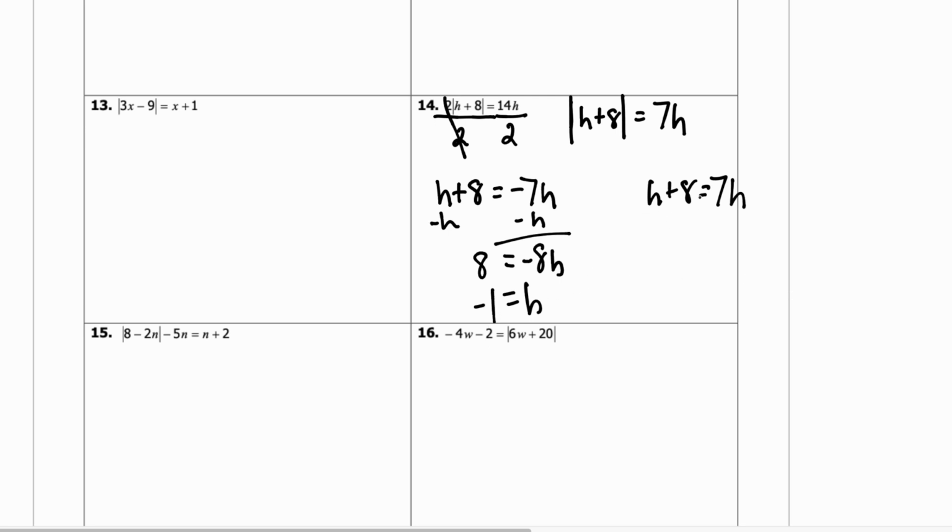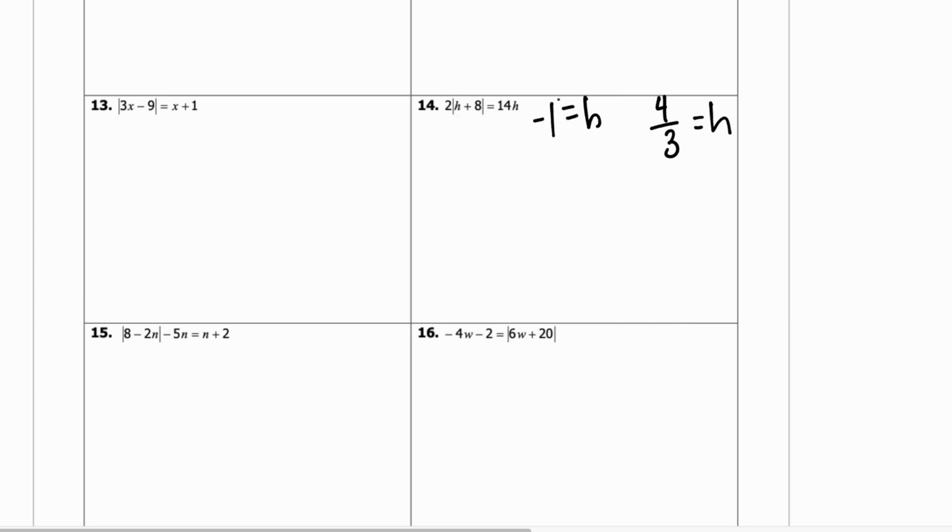And then on this one, we're going to bring our h to the other side. This is going to give me 6h equals 8, and then divide by 6 on both sides. We have 8 over 6. We're going to reduce that to 4 over 3 equals h. Let me go ahead and make some room, and then we'll go ahead and plug our numbers back in.